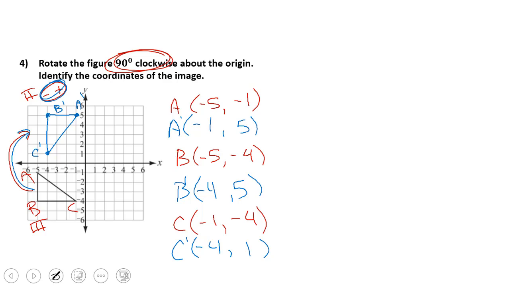Ladies and gentlemen, notice if I were to use my straight edge and I drew that line from point C to the origin, and then I drew it from the origin, because that's our center of rotation, to C prime, I would have a 90-degree angle of rotation there. And each one of those points is the same distance from that center of rotation.